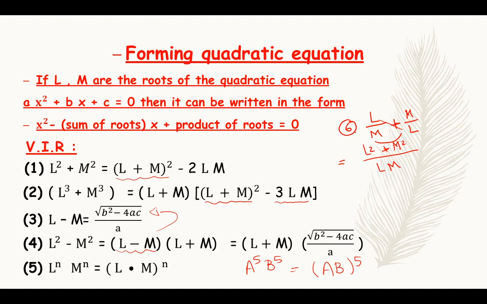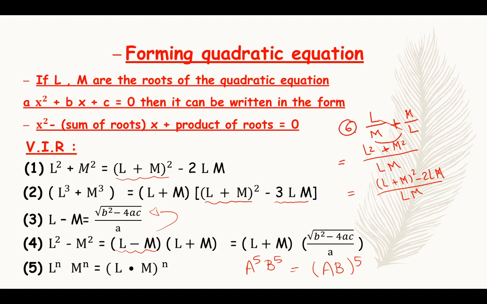L power of 2 plus M power of 2, you are going to change by the rule L plus M for all power of 2. So this will be equal to L plus M for all power of 2 minus 2LM over LM. Okay? So this is one of the important rules.